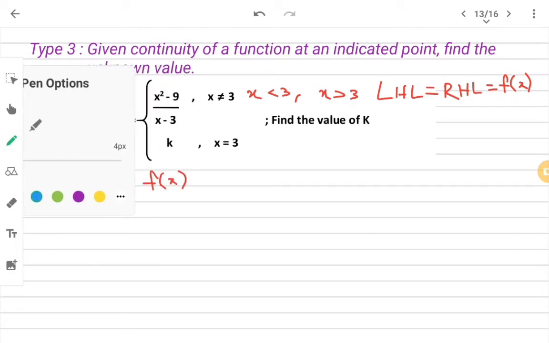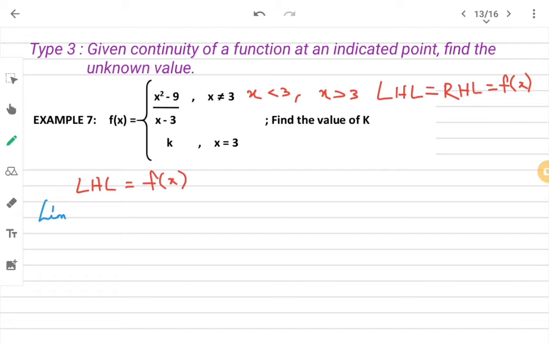Here the limit is given as limit x tends to, what we have to do? Here they are given x is not equal to 3 and x is equal to 3. Therefore, x tends to 3. And the function is (x cube minus x square) minus 9 whole divided by x minus 3, is equal to f of x. Here x is equal to 3 is f of x value. So what's the value given? k. So that is equal to k.